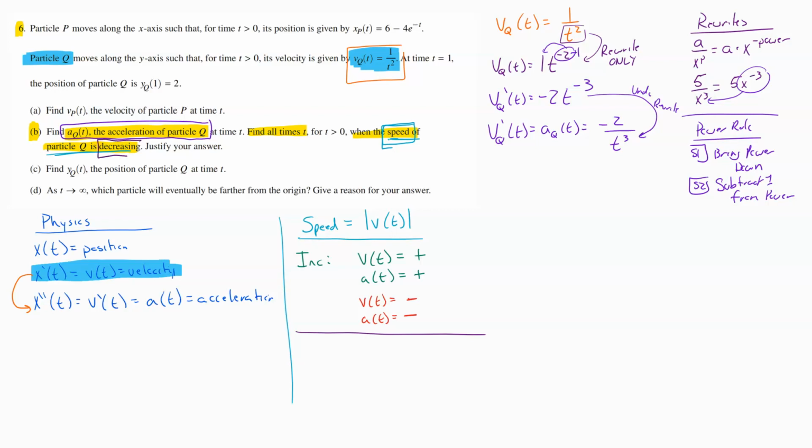This problem wants us to talk about when we would be decreasing the speed. Well, decreasing the speed is going to happen whenever your velocity and acceleration have different signs.